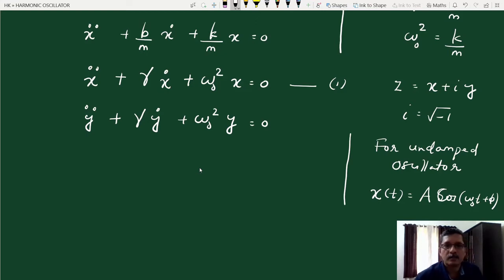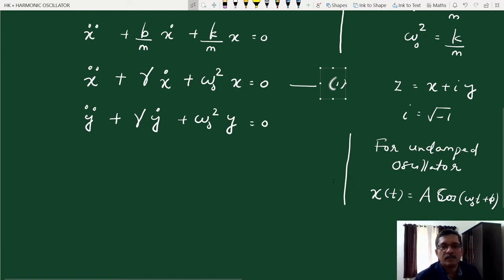Here our differential equation is equation 1. We have an extra term, a damping term, gamma times x dot. So it's a more complicated differential equation. Ultimately we want to solve this equation and get x as a function of t, and we will compare with the equation of the undamped oscillator. What is the change in instantaneous position? Is there any change? That's what we want to find out.